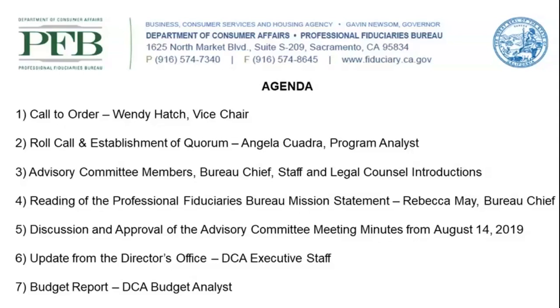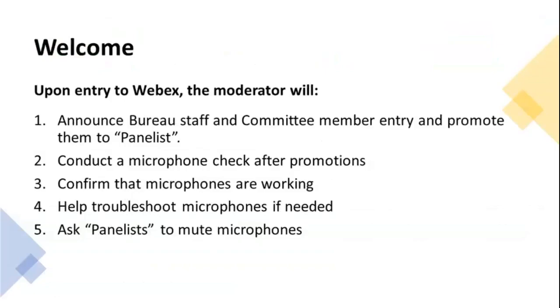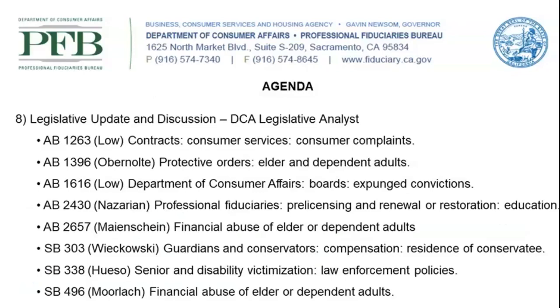AB 2430 by Assemblymember Nazarian. This bill would require professional fiduciary licensees to have 1 hour of instruction in lesbian, gay, bisexual, and transgender cultural competency beginning January 1st, 2022. As of May and June 2020, this bill has been held and is no longer moving forward.